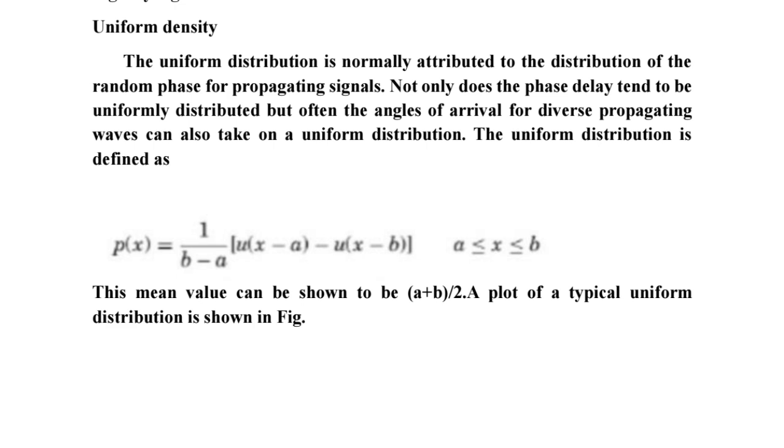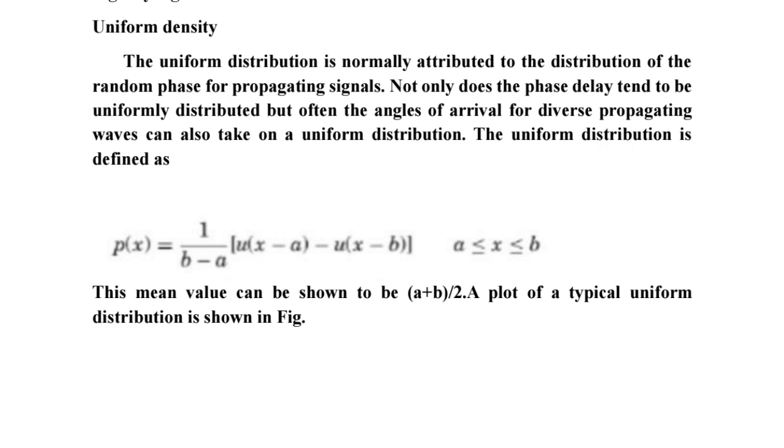So how can you define the uniform distribution? The probability of x is equal to 1 divided by b minus a, times u of x minus a minus u of x minus b. Here u is the unit step function. The mean value, mu, is a plus b divided by 2.